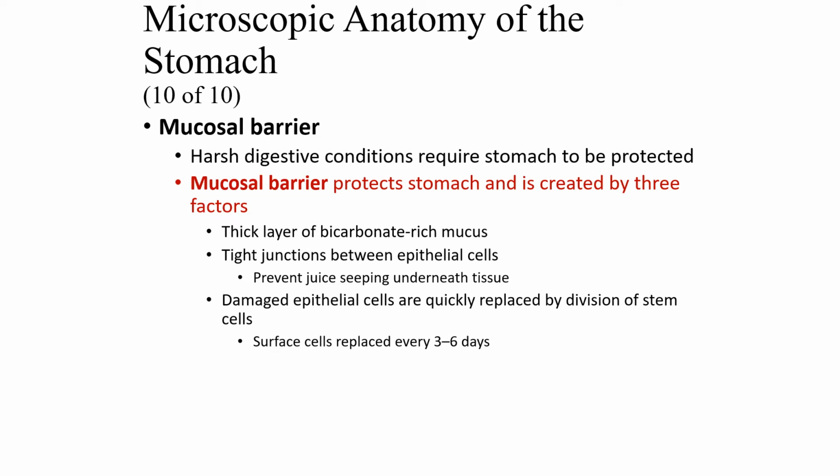We have tight junctions between the epithelial cells so that the gastric juices don't seep in between and destroy underlying tissue. And what just blows my mind is about once a week, the entire surface of your stomach is replaced. The entire surface. That's fascinating. But that keeps our stomach tissues safe.